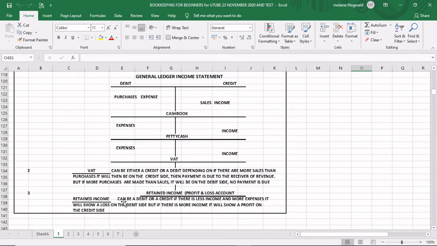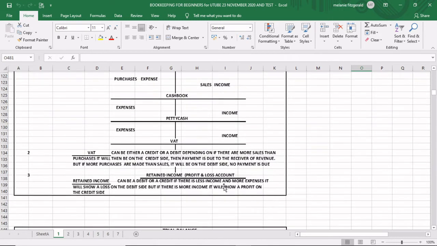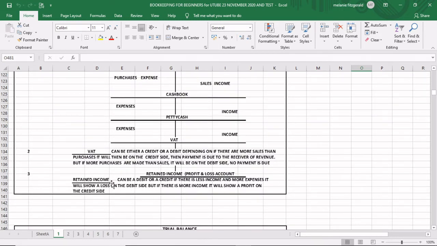VAT and retained income, very importantly, can either be a debit or a credit, depending on how the figures flow out. For example, VAT can be either a credit or debit. If there are more sales than purchases, it will be on the credit side, which means that payment is due to the receiver of revenue. It means we owe money. But if more purchases are made than sales, it'll be on the debit side, which means no payment is due to him. We don't owe him any money. Retained income can be a debit or a credit. If there's less income and more expenses, it'll show as a loss on the debit side. But if there's more income, it'll show as a profit on the credit side.